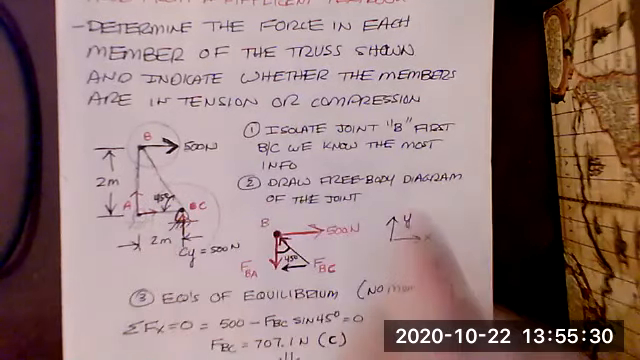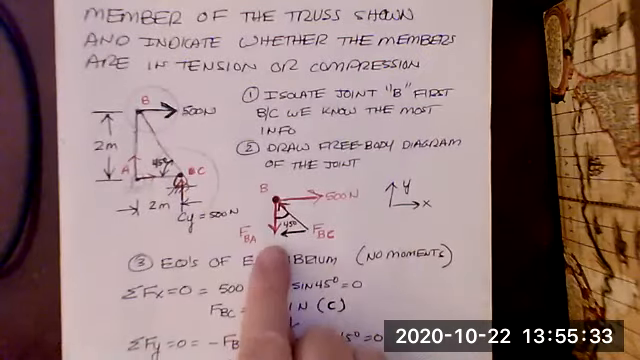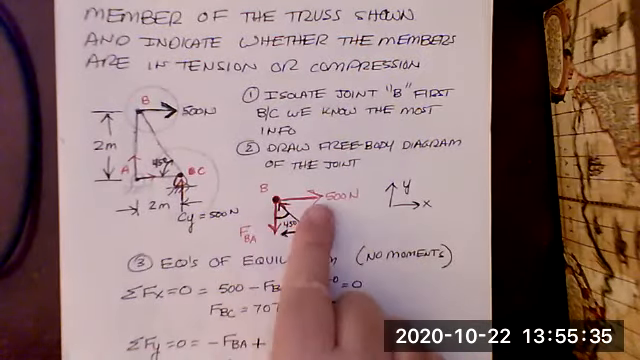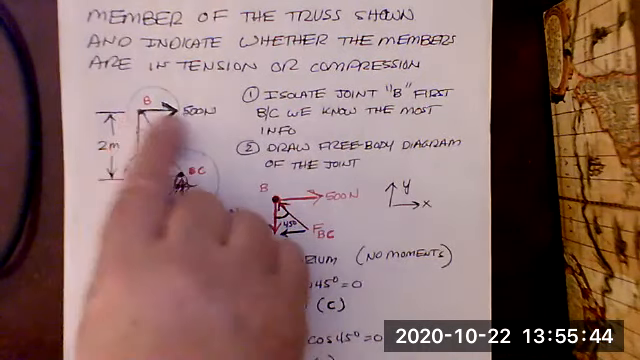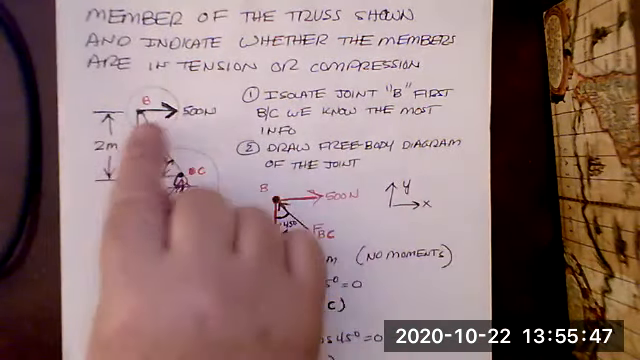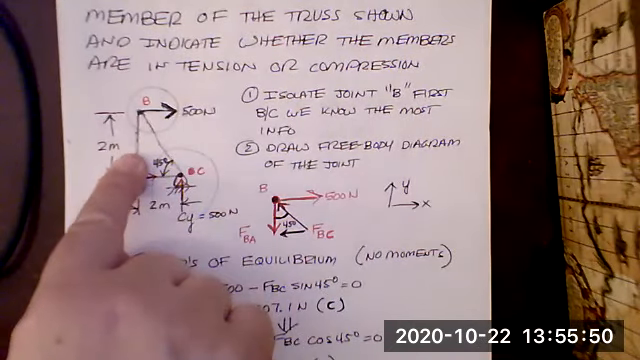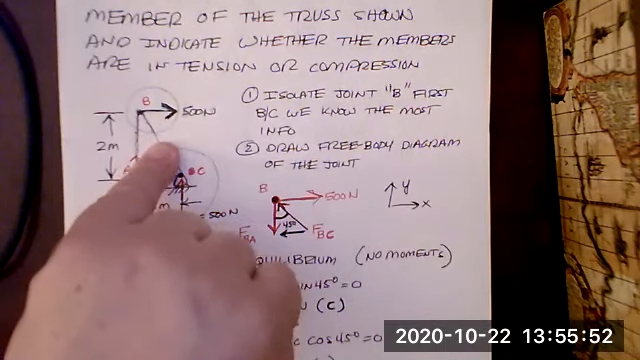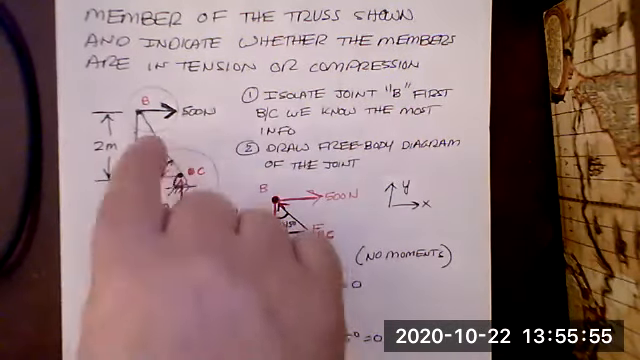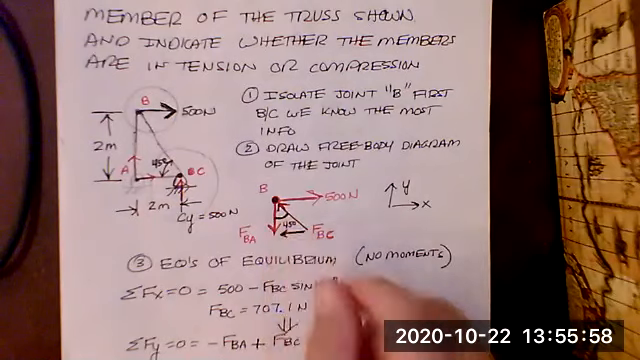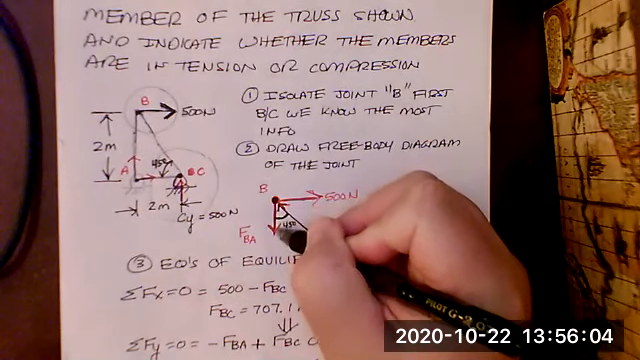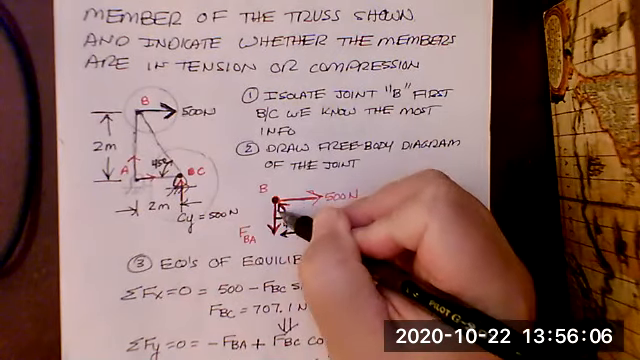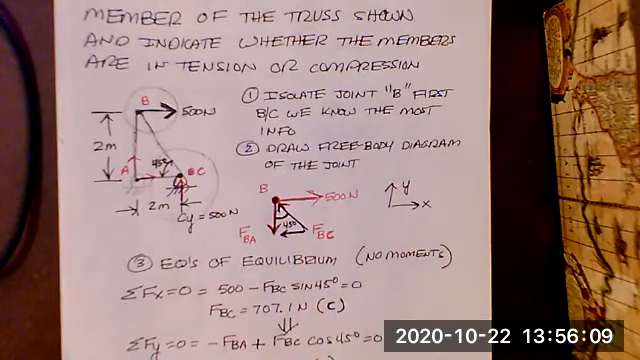So what I did is I isolated that joint and I drew a free body diagram of it. Here's point B. There's my 500 newtons pointing that way. I'm assuming here, just by inspection, that you're going to pull on this, putting this member in tension, and then you're going to push on this one, putting this member in compression. So in tension, you are pulling on the joint, and in compression, you are pushing on the joint.